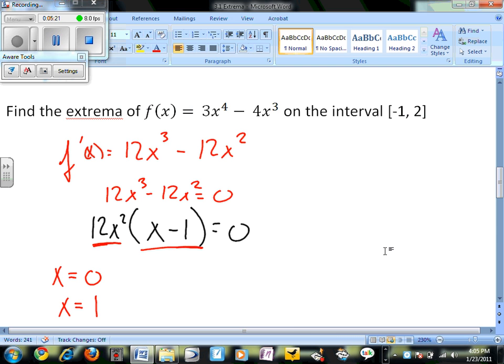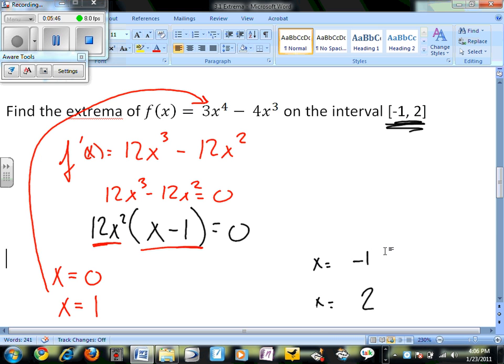What we want to do now is evaluate these points right here and figure out what their y values are, and that's going to tell us whether it's a max or a min. The highest one's going to be a maximum, the lowest one's going to be a minimum. We also have two other points that we need to evaluate, the endpoints. So we're going to evaluate 0, 1, -1, and 2.